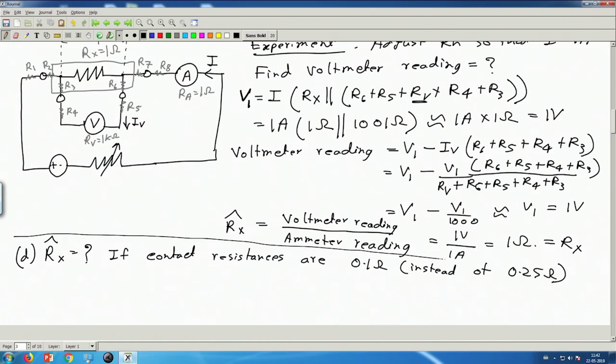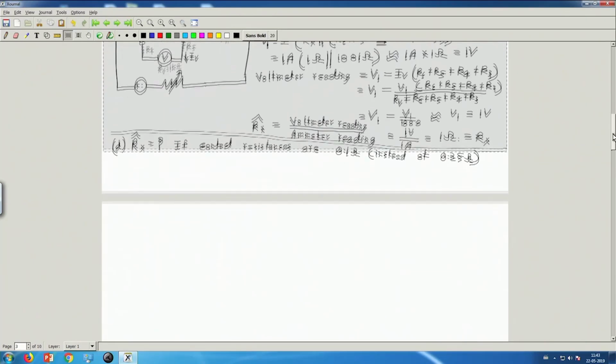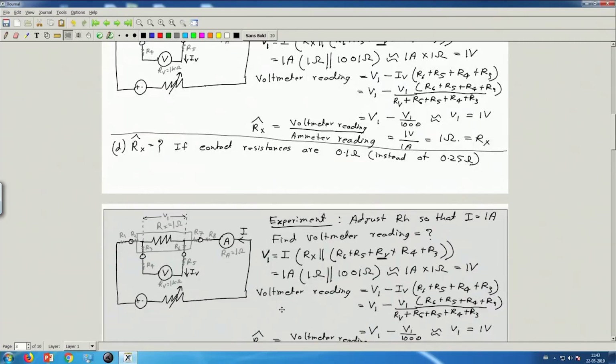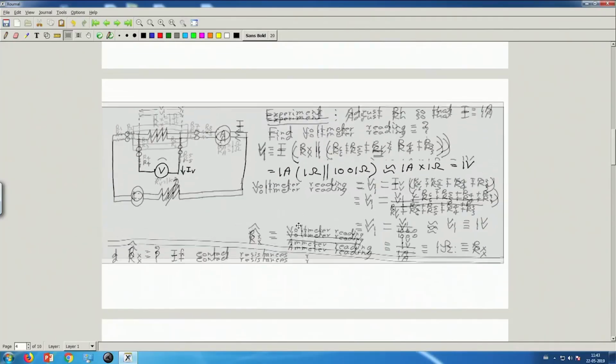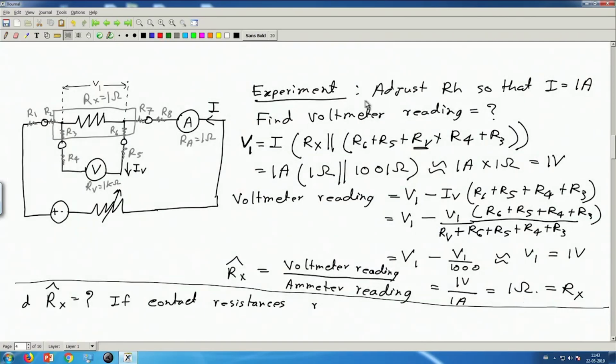Okay, so now we can basically do the same calculation. Since we can do the same calculation, we will copy it and now we will change the values here. Okay, so now let us put the actual values.